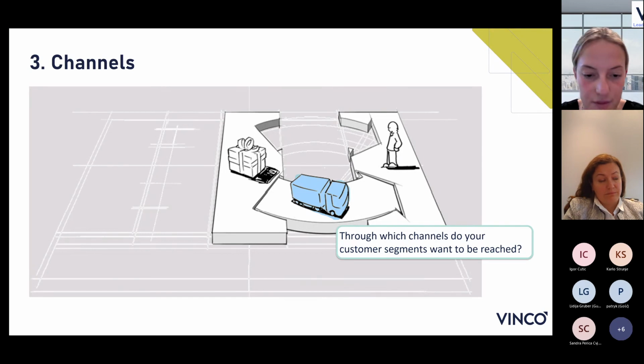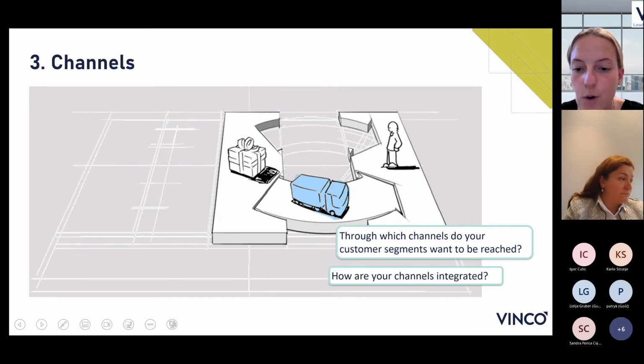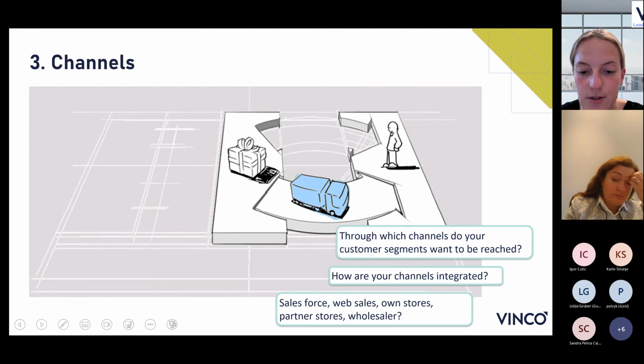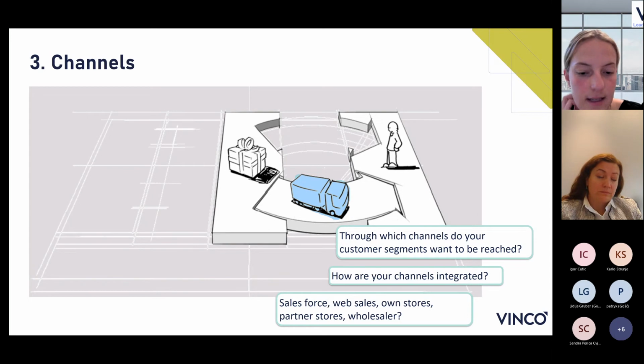And of course, there are different kinds of channels. Are they your own channels? Are they your partners? Is it your sales force? Is it your web sales? Is it your own stores, your partner stores, a wholesaler? So here again, I will give you some time to answer these questions. Through which channels do your customer segments want to be reached? How are your channels integrated? And what kind of channels do you have?